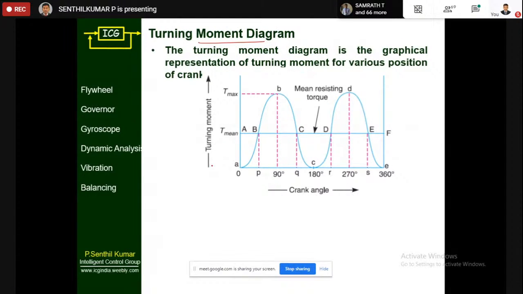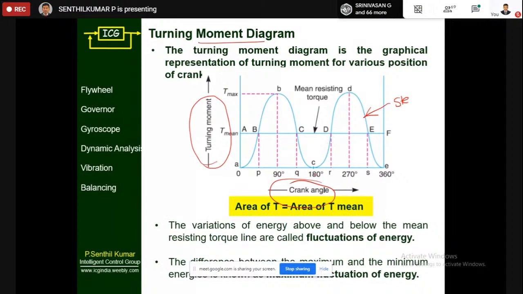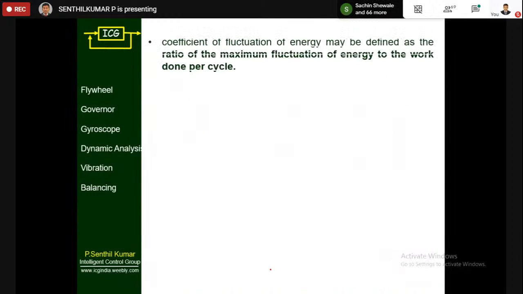What is a turning moment diagram? What is the actual meaning of the x-axis and y-axis? What is this diagram? This is a diagram of a steam engine. They will give one diagram, like a steam engine, and ask you to find the name of the turning moment diagram. The answer is steam engine. Then they will ask questions like: the variation of energy above and below the mean resisting torque is the fluctuation of energy; the difference between maximum and minimum energy is called maximum fluctuation of energy. These are some multiple choice questions they can ask.